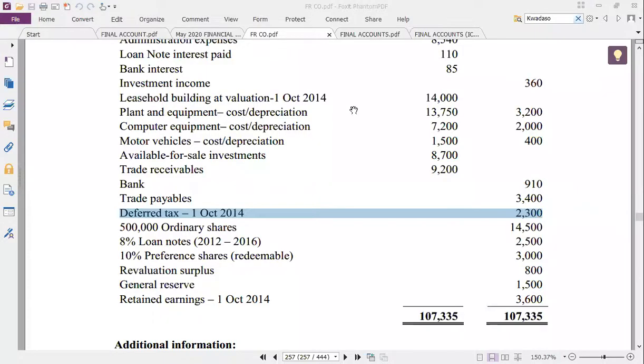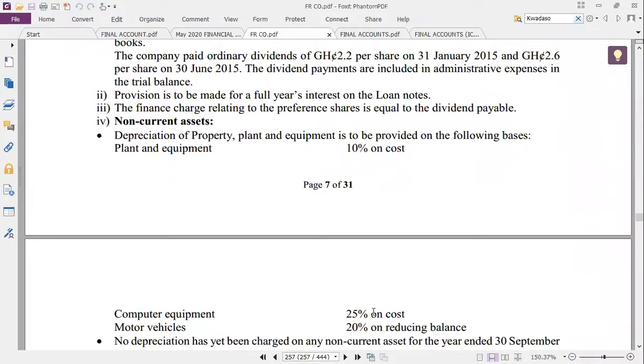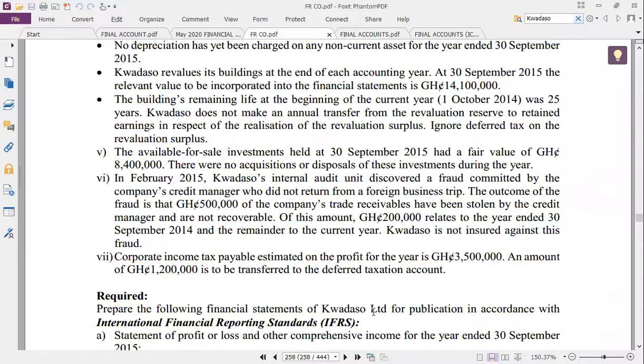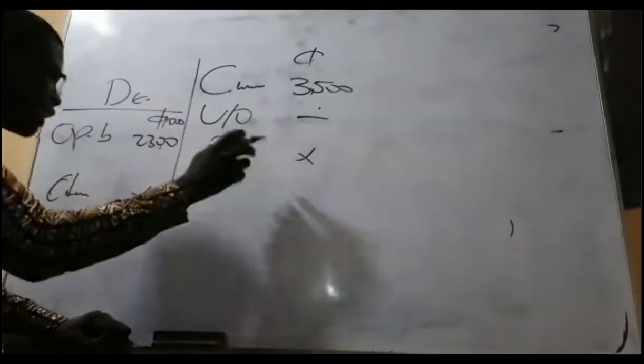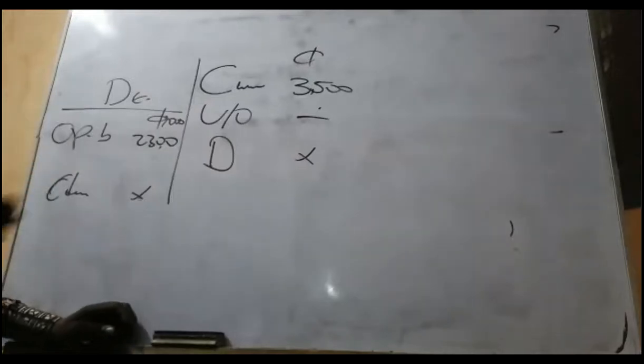Now the footnote states that they're supposed to give us the temporal difference that we multiply by the tax rate, right? Yeah, no tax rate, so you can't do anything. So what do we do? An amount of 1,200 is to be transferred to the fair tax account. We said that the amount that we will record over here is the movement, the difference between the opening balance and the closing balance, and that's the transfer.